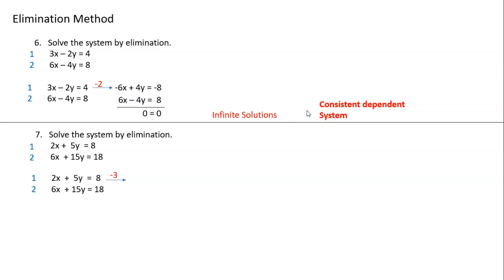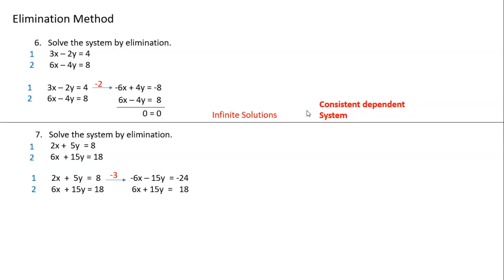So that 5, if I want it to be eliminated with a 15, I need to multiply it by a negative 3. The same value, opposite sign. So I'm going to multiply that negative 3 to my whole equation. Negative 3 times 2 is a negative 6x. Negative 3 times positive 5 is a negative 15y.